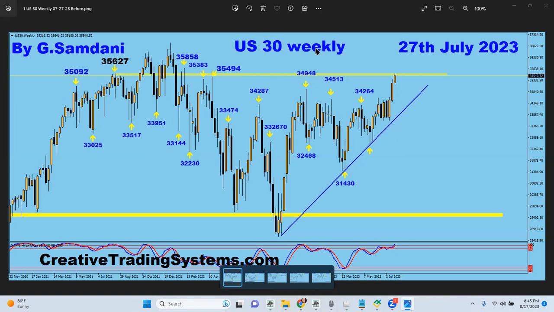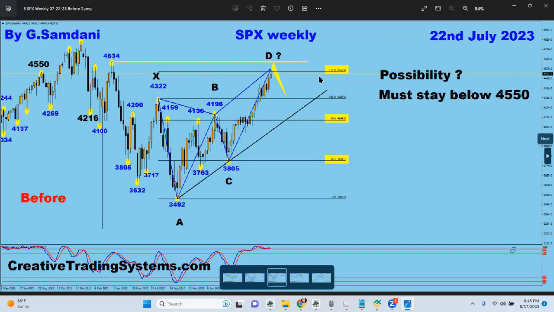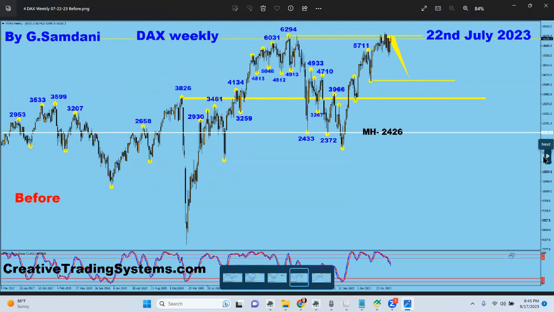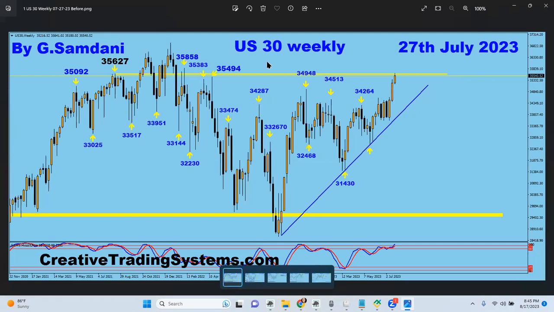So this is the US30 weekly chart I made on July 27th. And the chart that I showed you yesterday about the Nasdaq, I made on the same day. And this S&P, on the 22nd of July, I made this chart here, making like a butterfly pattern, right? Similarly here, DAX making a double top, all of that, right? So what happened to these charts? Let's take a look one by one.